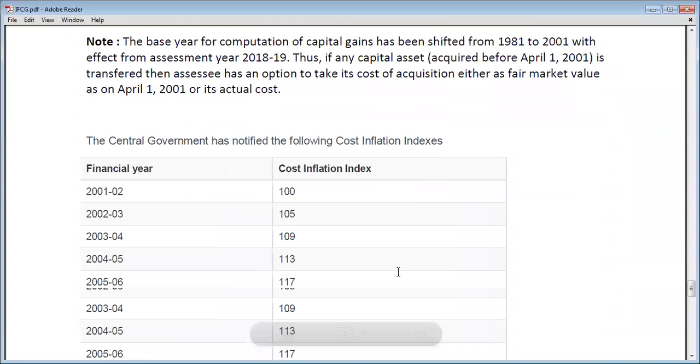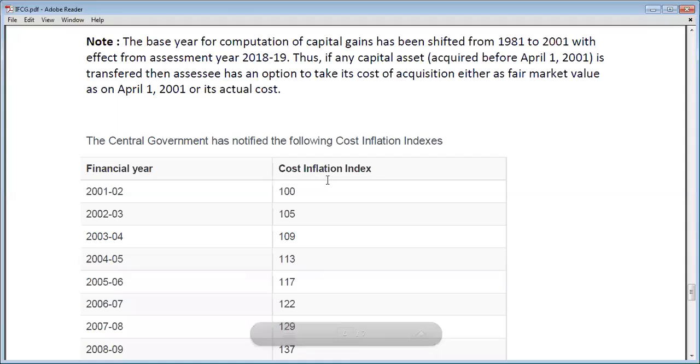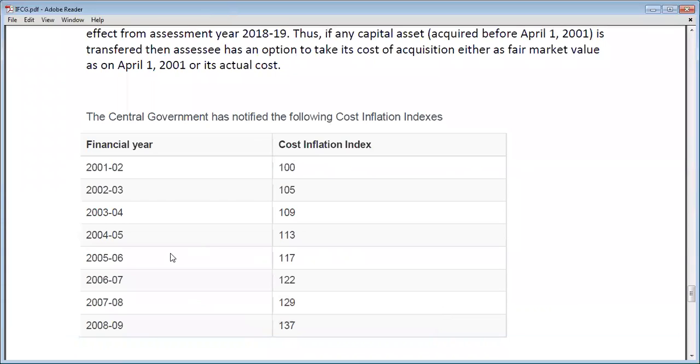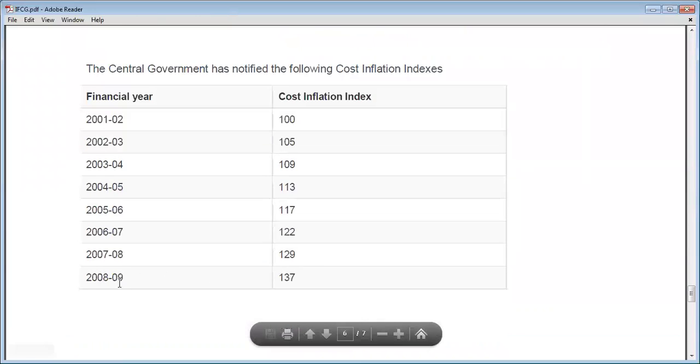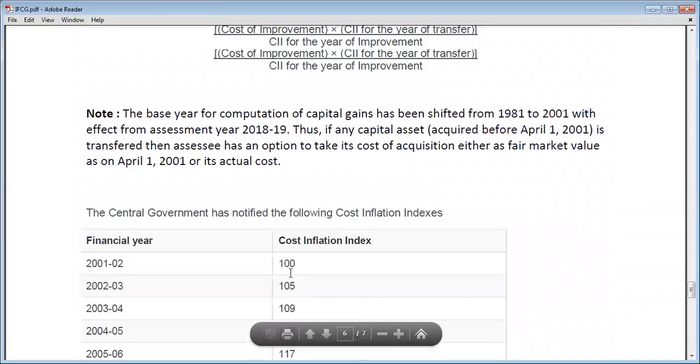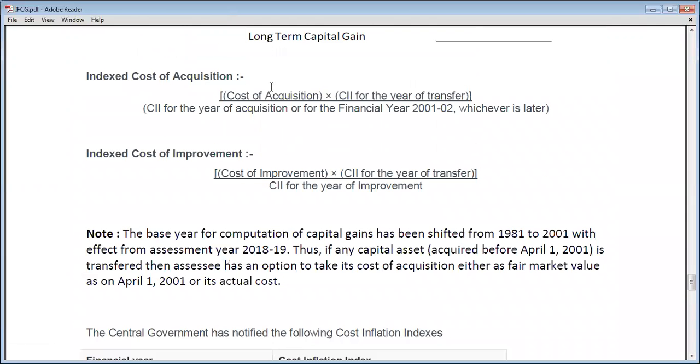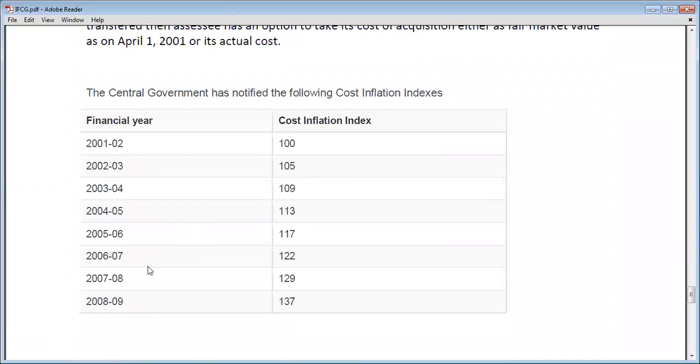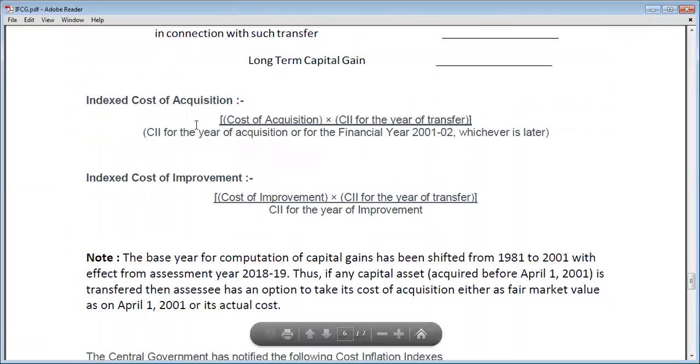What is CII? Here is a table of CII, the cost inflation index. From here you take the value. See, if you are transferring the asset in 2008-9, then in that case CII will be 137. So first you will write the cost of acquisition, that means the purchase price of that asset, then the CII of the year of transfer. Suppose you are transferring that asset in 2008-9, then you will write the CII 137. Then divide by the CII of the year of acquisition or the financial year 2001-2, whichever is later.